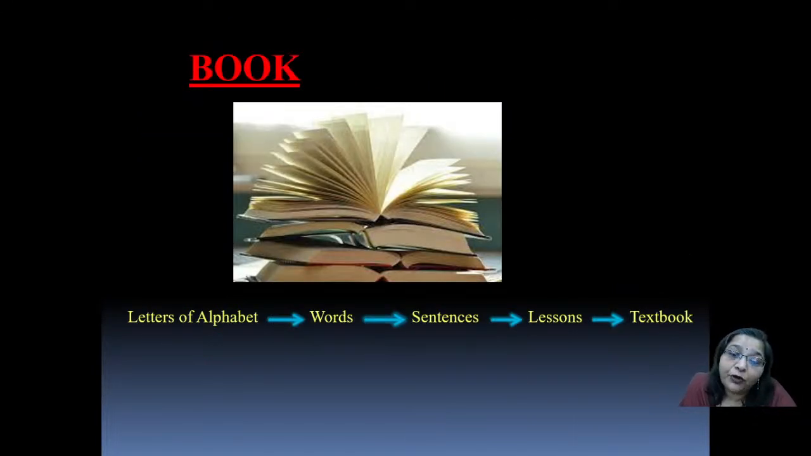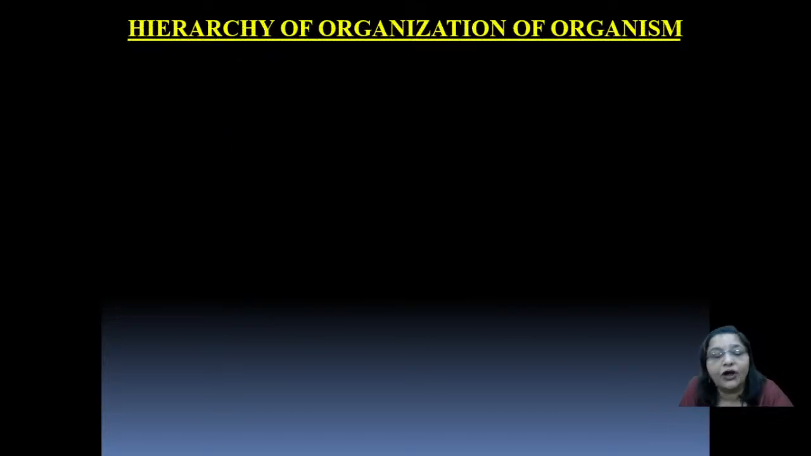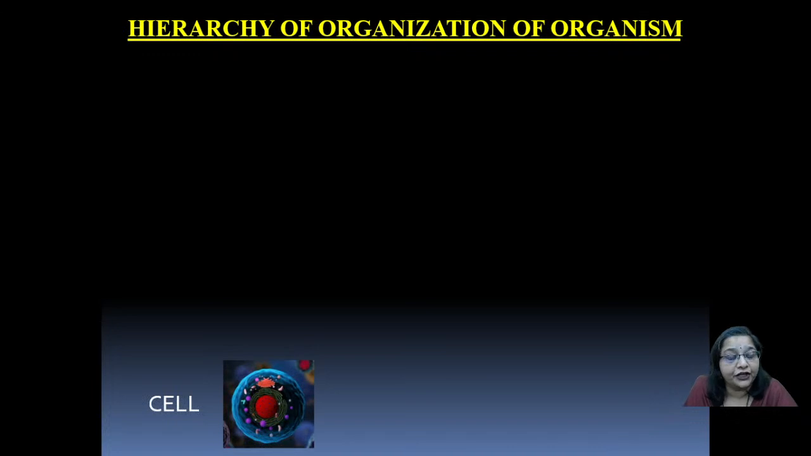As the book contains basically the letters of an alphabet, which are grouped together to form words. The words are grouped together to form sentences. The sentences form paragraphs of the lessons, and many different lessons together form the textbook, right? The same way we also saw the hierarchy of organization of an organism, where cell is the basic structural and functional unit of the organism.